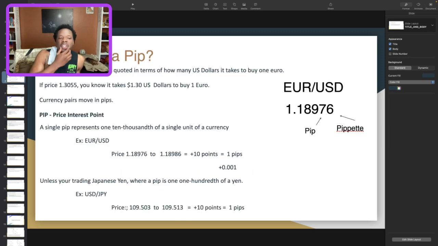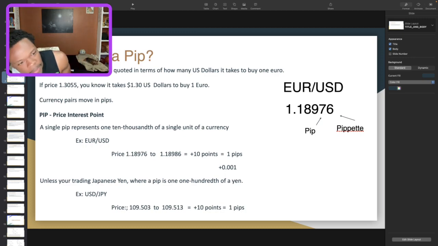Getting into how you would define looking at the price action of the currency, we'd have to do it in the form of a measurement called a pip. Essentially, the price of the euro is quoted in how many U.S. dollars it takes to buy 1 euro. If you see it says 1.3055, then you can tell that it would take $1.30 U.S. dollars in order to buy 1 euro.